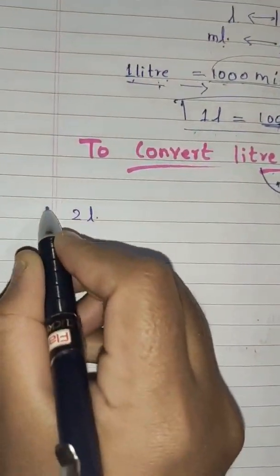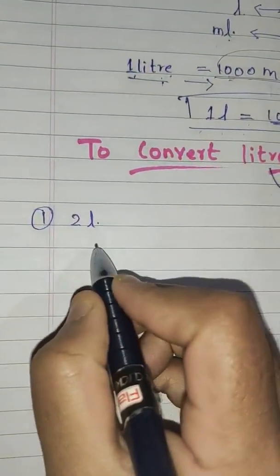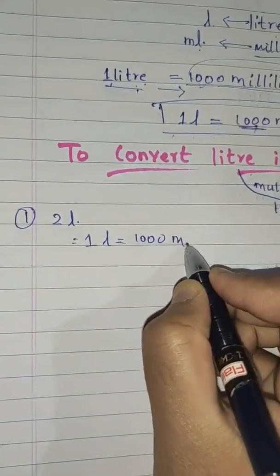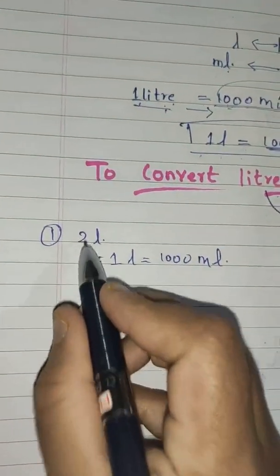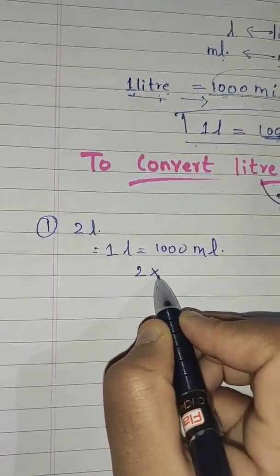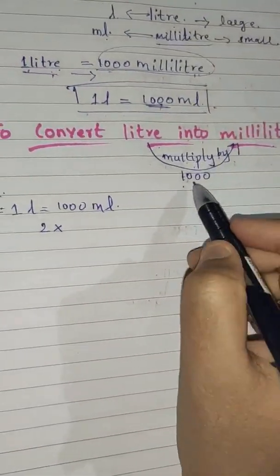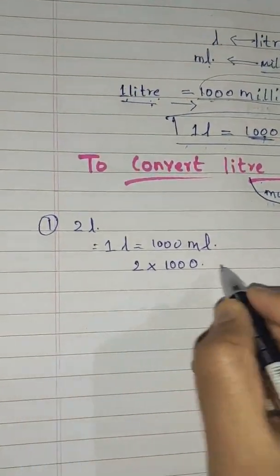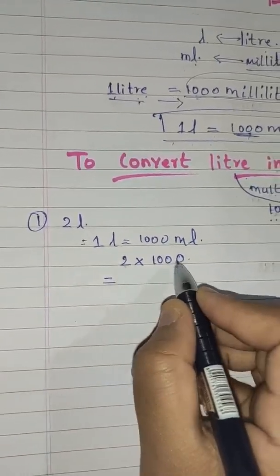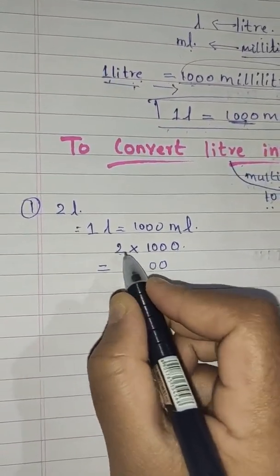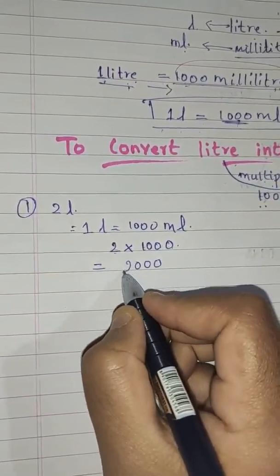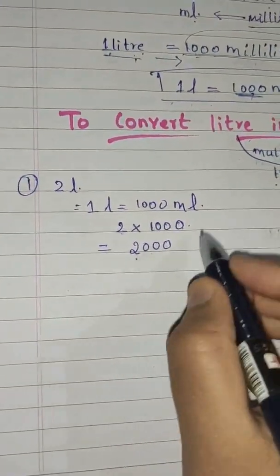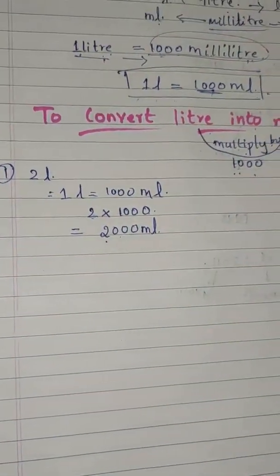Let us take one example here: 2 liter. As you know, 1 liter is equal to 1000 milliliter. To convert, what do we have to do? Yes, multiply by 1000. So 2 into 1000 is equal to 2000. You already know how to do multiplication, isn't it, children? So it is 2000 ml, means milliliter.